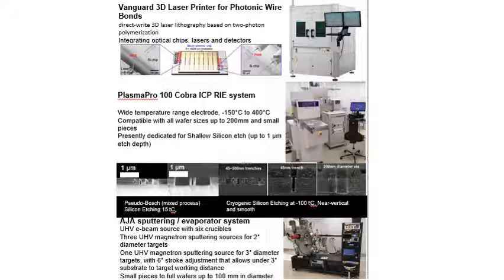Next tool that I use heavily, and I also like it a lot in this facility, is the AJ sputtering and evap system. This is an ultra high vacuum chamber which has capability of doing e-beam sputtering as well as magnetron sputtering, e-beam evaporation and magnetron sputtering. We have 6 crucibles for the e-beam evaporation and 4 for doing sputtering. It can take small pieces and wafers of up to 4-inch size, so we don't have the 6-inch or 8-inch capability on this one.